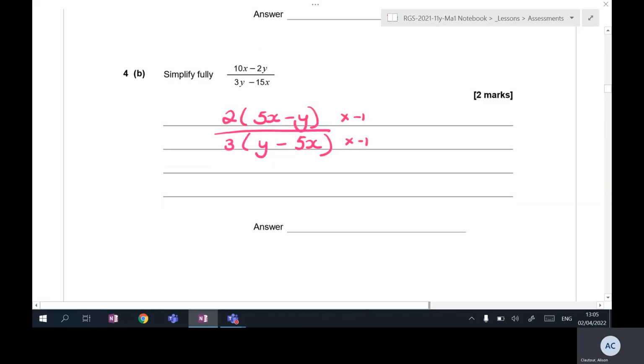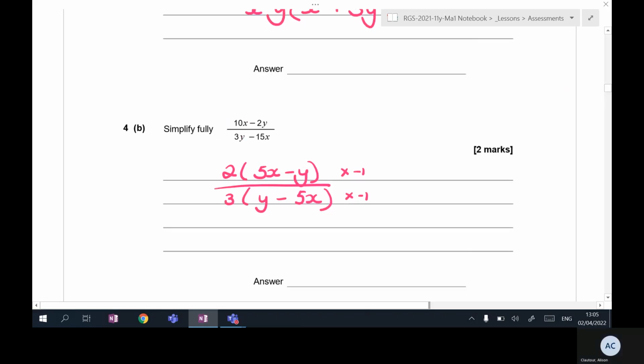it's a fraction, so you've got to do the same to the top and bottom. If you're multiplying 3 things, it doesn't matter which one you multiply by minus 1. So either I can multiply the 2 by minus 1, or I can multiply the bracket by minus 1. For the top, I'm going to multiply the minus 1 and the 2, and then I'm going to leave 5x minus y.